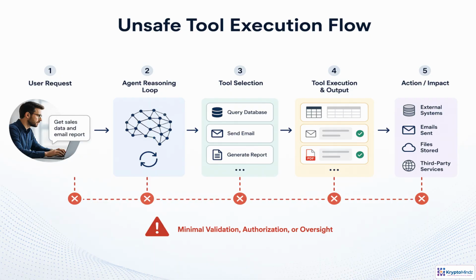In an unsafe tool execution flow, the agent treats a request as permission to act. The prompt enters the reasoning loop with little validation. The model then chooses tools based on its interpretation rather than a strict policy. Tool results may be fed back into the conversation as trusted context, even when they contain errors, sensitive data, or malicious instructions. The highest risk comes at the end. Actions can run automatically against real systems, such as databases, email, storage, or third-party services, without authorization checks, approval gates, or output filtering.